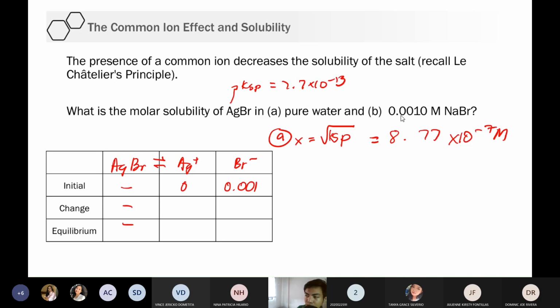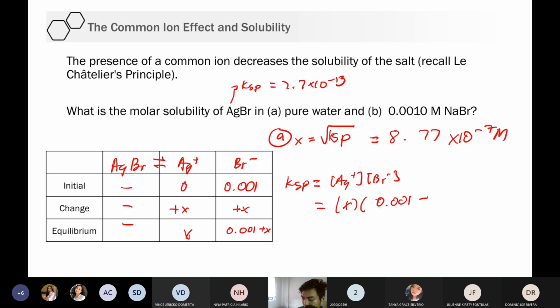So, alamin natin yung change. So, still sa product side, 0 yon. So, this will be positive X. This will be positive X. So, this will be X, 0.001 plus X. So, to write the KSP, that will be equal to the concentration of Ag plus times Br minus. So, in our case, letter B, that can be written as X times 0.001 plus X. Di ba kanina X lang yan? Ngayon, meron ng 0.001. Saan to galing? Sa initial amount ng NaBr. Kasi may common ion effect tayo.